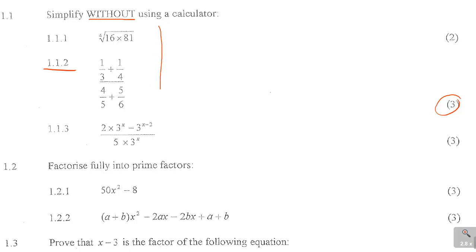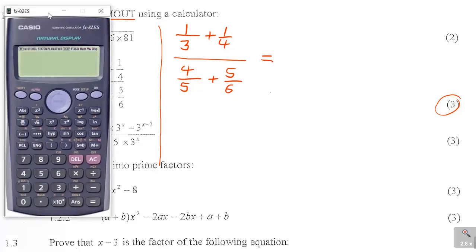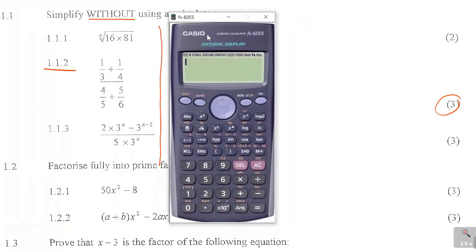And what they've given me is a fraction, and let me write it for you also if it is not clear: 1 over 3 plus 1 over 4, over 4 over 5 plus 5 over 6, equal to. Now let me use a calculator in this case. Let us add this and see what it gives me, and then I work towards that answer. So that is another way that you can use your calculator to your advantage.